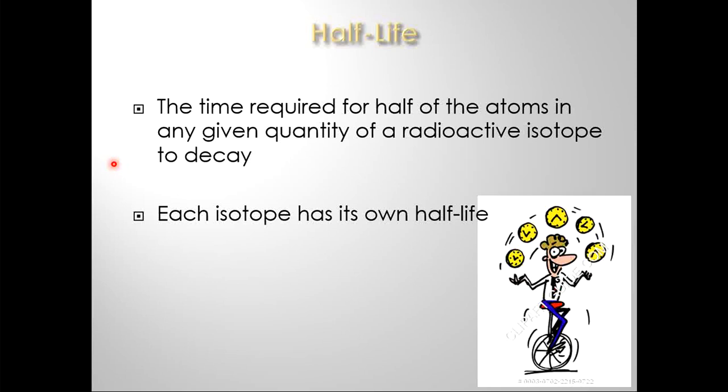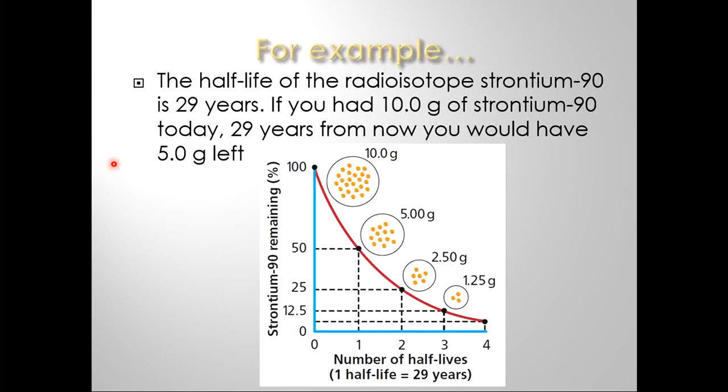And what does it mean when a nucleus is unstable? It means that the proton to neutron ratio is too high. Each isotope has its own half-life. So let's take a look at an example. Here's strontium-90. Strontium-90 has a half-life of 29 years. If you had 10 grams of strontium-90 today, 29 years from now, you would have 5 grams left.